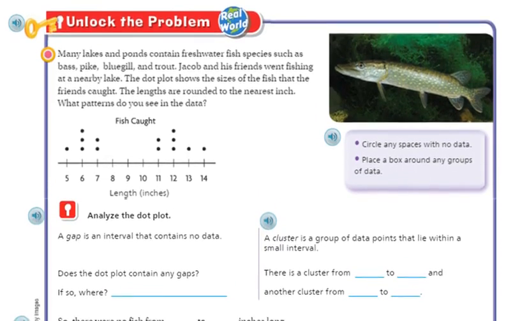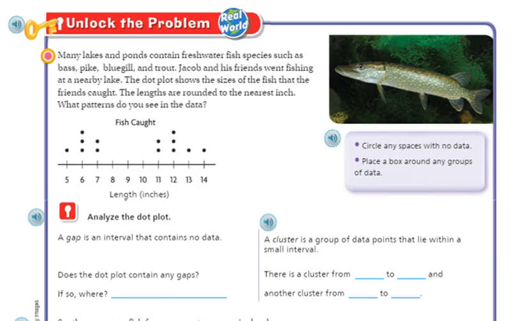Let's take a look at the unlock the problem here. Please follow along while I read, starting here. Many lakes and ponds contain freshwater fish species such as bass, pike, bluegill, and trout. Jacob and his friends went fishing at a nearby lake. The dot plot shows the sizes of the fish that the friends caught. The lengths are rounded to the nearest inch. What patterns do you see in the data?